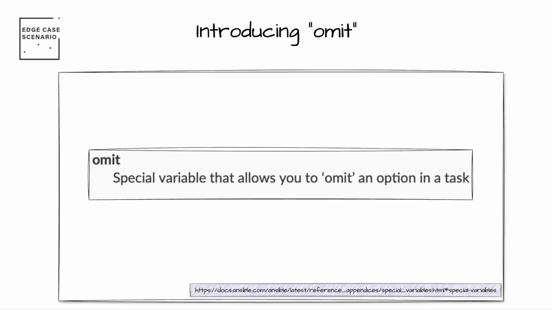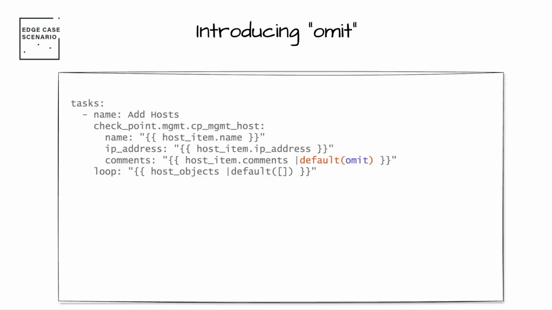Welcome to the magic variable named omit. Omit is indeed magical and can sometimes be difficult to understand, but I promise you, I'll make it super easy right here, right now. Here's how it's used. Combine default with omit. Notice carefully that omit is not quoted. It is an internal Ansible magic variable and is only accessible within a Jinja statement.